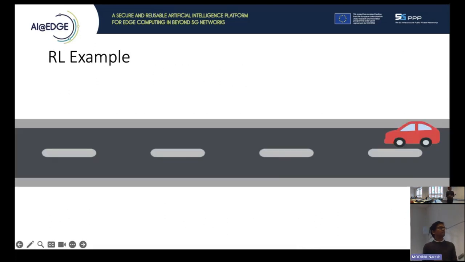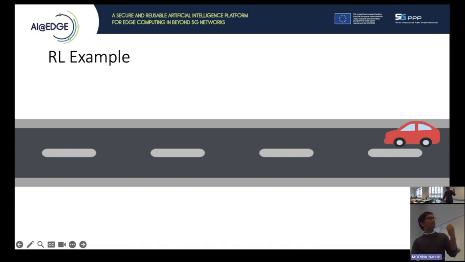I will present a very simple example to see how this works. Let us say that we have an automatic driving scenario, which is a very popular example for this. Let's say that this car has three actions to choose from: either drive straight, left, or right. And the state of the system is that the car survives or it gets crashed.